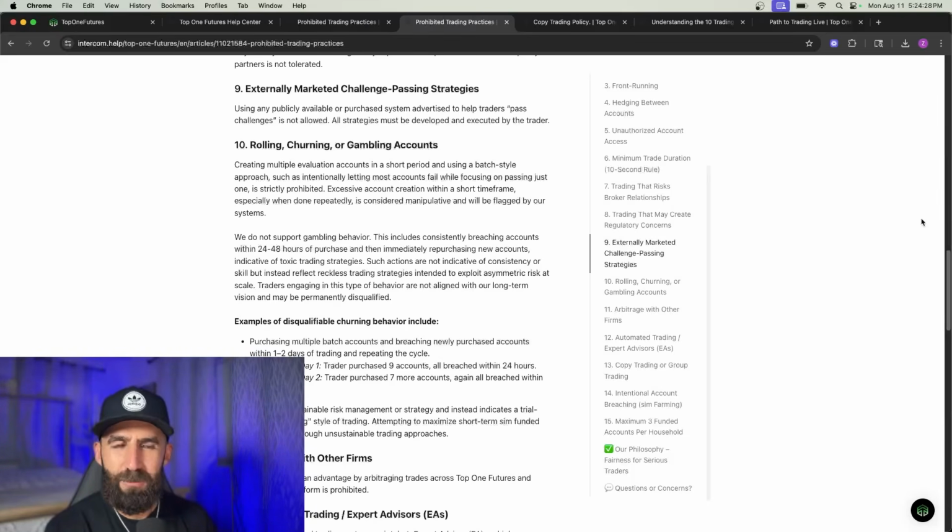If you attempt to sim farm at Top One, you're going to be in for a rude awakening. I think there's other firms out there maybe where you can try to run this game, but even there, it's going to be short-lived. We continue to see firms tighten down. There's prohibited practices at every firm that outline what exactly this is. How strict they are in enforcing that, it's up to them. But again, you should know what we're talking about here.